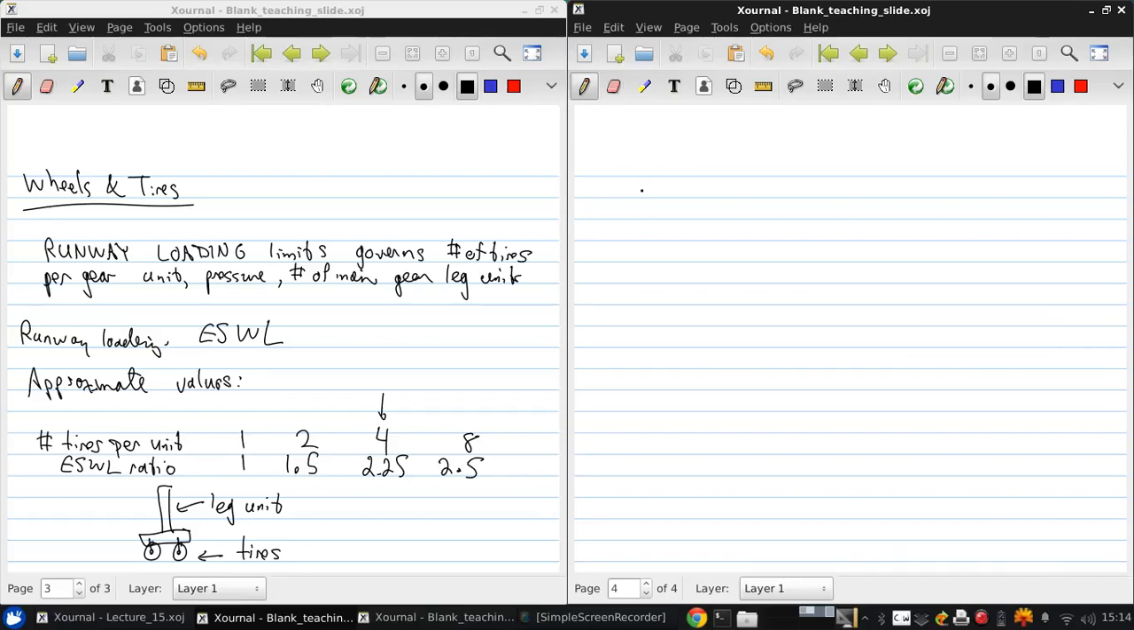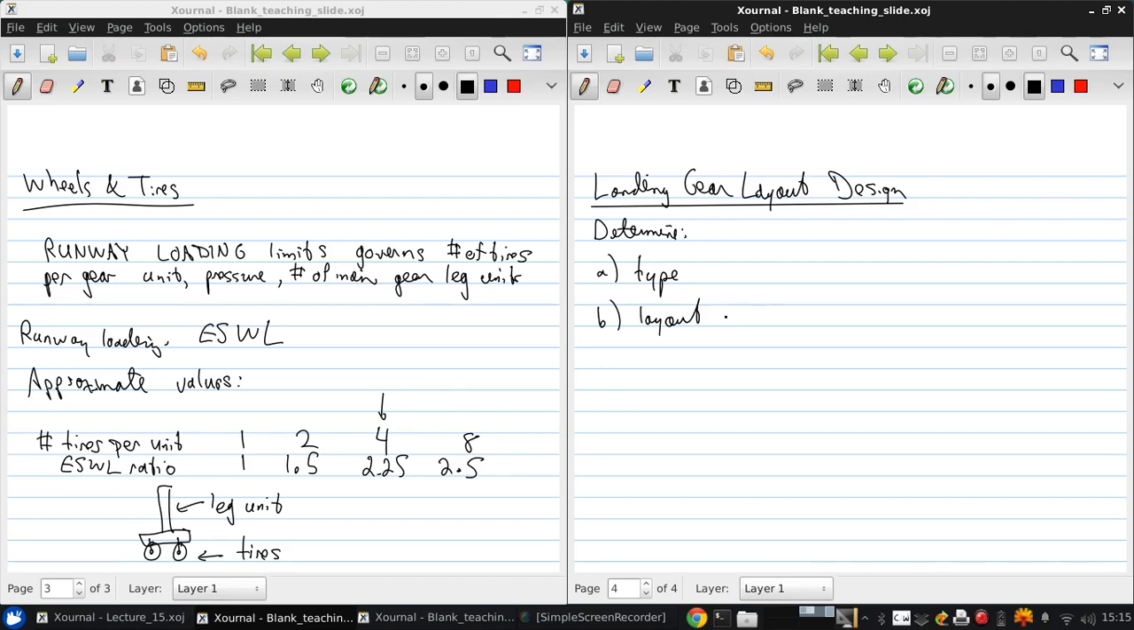Okay, now let's talk about how to design the landing gear layout. So what we need to determine is first the type. So this is whether it's a nose wheel, a tail wheel, or a bicycle layout. Then the layout of each leg unit, as well as the tire pressures. So this is based on the aircraft weight and the allowable runway loading.